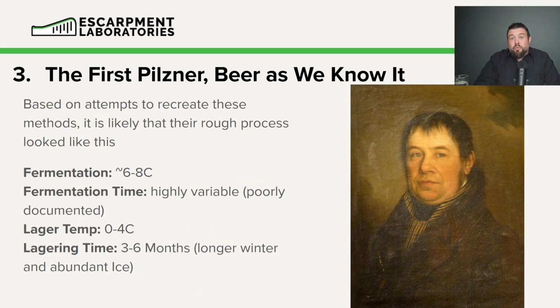Now, based on attempts to recreate this beer, because people have gone back, taken what notes we had from Groll and tried to recreate the beer, here's roughly what we know this original beer looked like. It was fermented somewhere around 6 to 8 degrees Celsius. The fermentation time was likely highly variable. We didn't know what yeast was at this point, so how much yeast was pitched was unknown. Lager temperature was about 0 to 4 degrees. We'll talk more about that in a second. And the lagering time was about 3 to 6 months. They had much longer winters and abundant ice in Czechia, which we'll talk about and the importance of it soon.